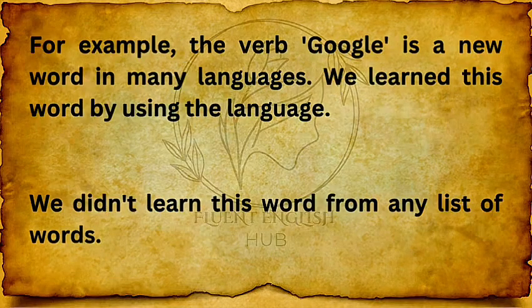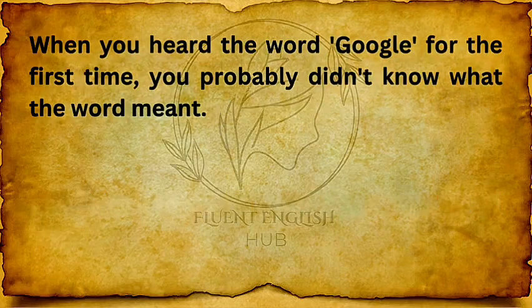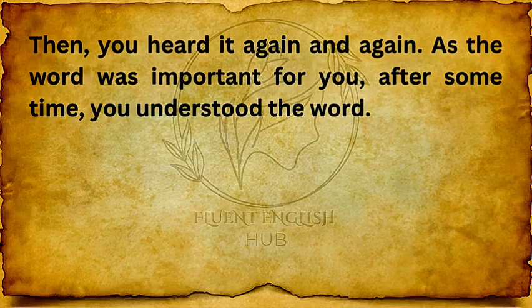For example, the verb Google is a new word in many languages. We learned this word by using the language. We didn't learn this word from any list of words. When you heard the word Google for the first time, you probably didn't know what the word meant. Then you heard it again and again. As the word was important for you, after some time, you understood the word.